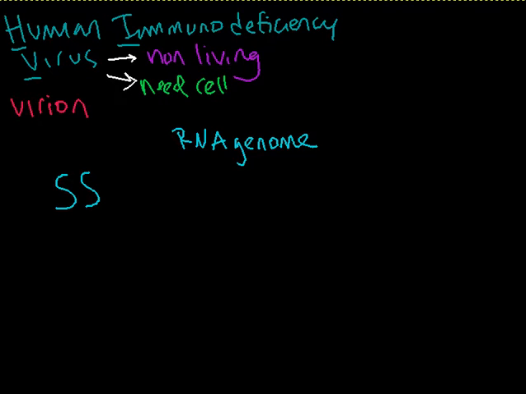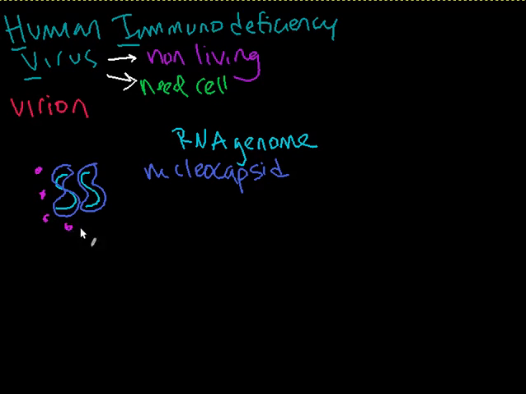And surrounding the RNA genome and kind of protecting it, I'm going to draw it right there, is the nucleocapsid. And it's just a protein coat that surrounds the genome. Inside a virus particle, we also have a bunch of proteins that are essential for the virus to function. And since this is not a virology video, we're not going to go into the details of what each of those little guys does. But they're in there.